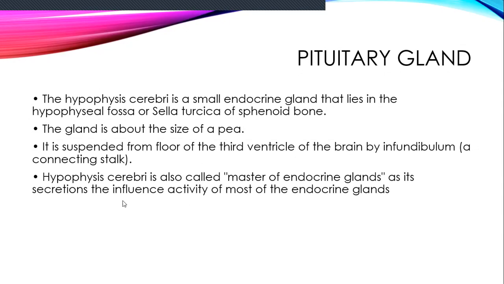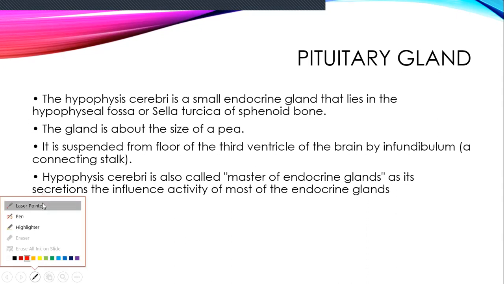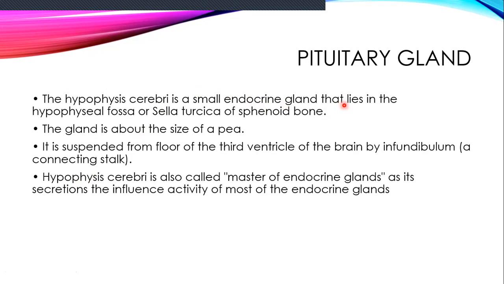So, let's start with the pituitary gland. The pituitary gland, or the hypophysis cerebri, is a small endocrine gland that lies in the hypophyseal fossa, or the sella turcica of the sphenoid bone. It is about the size of a pea. You can imagine how small it is, but very important. It is usually suspended from the floor of the third ventricle of the brain by the infundibulum, or the pituitary stalk. That infundibulum is just a connecting stalk.